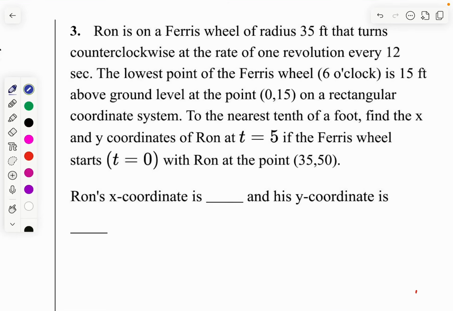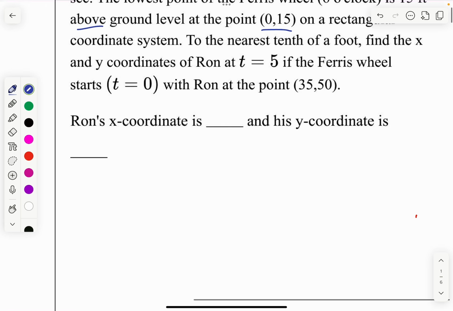Okay, so you have this question here. Ron's on a Ferris wheel of radius 35. It turns counterclockwise at a rate of 1 revolution every 12 seconds. The lowest point is 15 feet above the ground, which we'll call the point (0, 15) on a rectangular coordinate system. To the nearest tenth of a foot, find the x and y coordinates of Ron at t equals 5, if the Ferris wheel starts at t equals 0 with Ron at (35, 50).